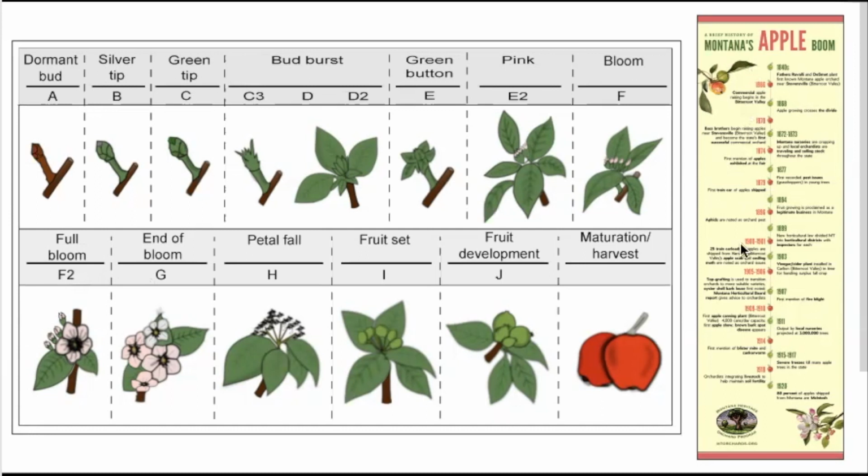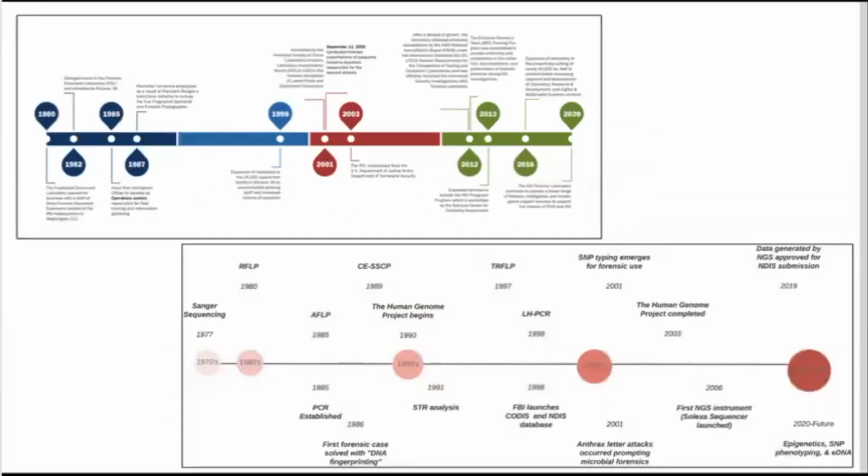The timeline on the right is a fairly classic vertical timeline, giving us information on the history of apple cultivation in Montana from the 1840s to 1920. Anything that changes over time, meaning anything with history, is fair game for a timeline.